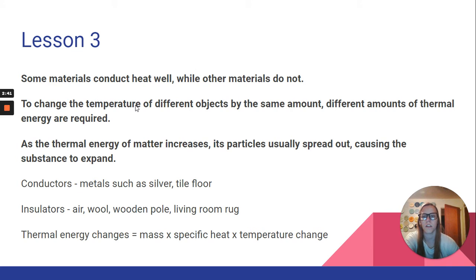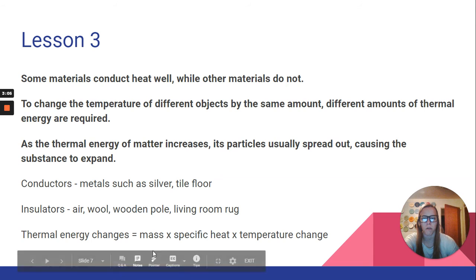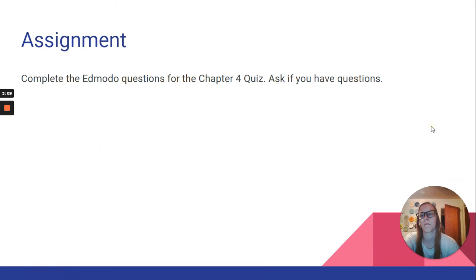To change the temperature of different objects by the same amount, different amounts of thermal energy are required. As the thermal energy of matter increases, its particles usually spread out, causing the substance to expand. Conductors are metals such as silver or a tile floor. Insulators are air, wool, a wooden pole, and a living room rug. Thermal energy change equals mass times specific heat times the temperature change.